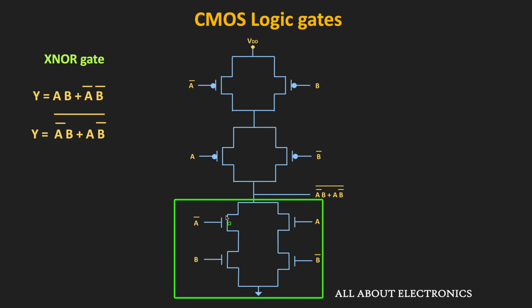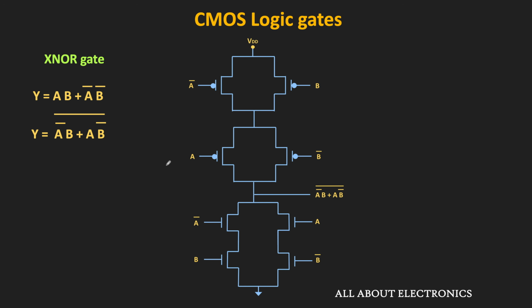Similarly, if we see the PMOS implementation, then it is the dual of the NMOS network. That means in the PMOS network, this A bar and B will get connected in the parallel connection, and similarly, this A and B bar inputs will also get connected in the parallel connection. And after that, these two parallel combinations will get connected in series. So this is the CMOS implementation of the XNOR gate.